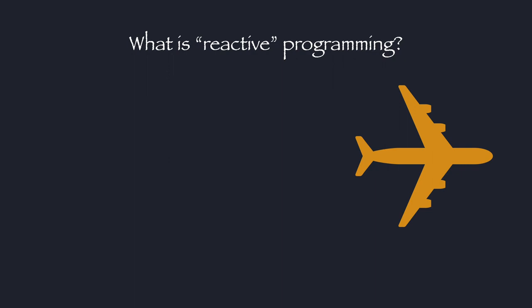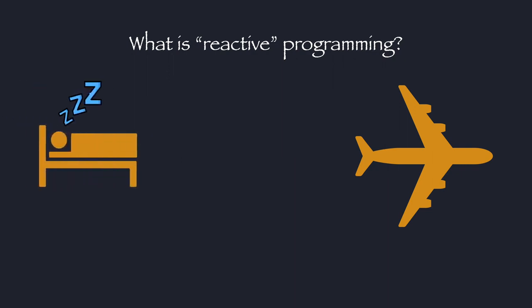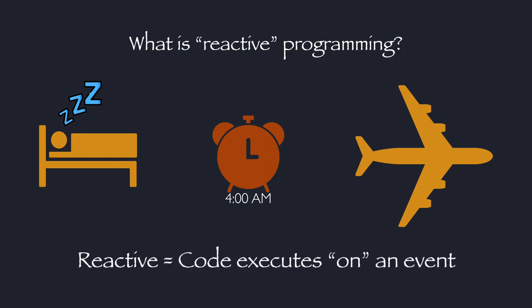We need to leave for the airport at 4 a.m. and we'd like to get a good night's sleep prior to our departure. Let's pick up an alarm clock from the store, set the alarm to 4 a.m. and go to sleep, knowing that we'll be notified exactly at 4 a.m. In reactive programming, your code remains dormant till an event of interest has occurred. This results in performant software that is real-time and very responsive.